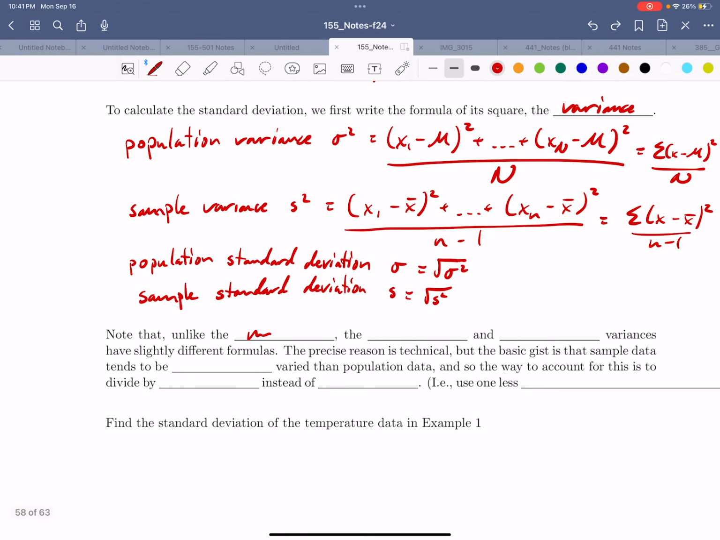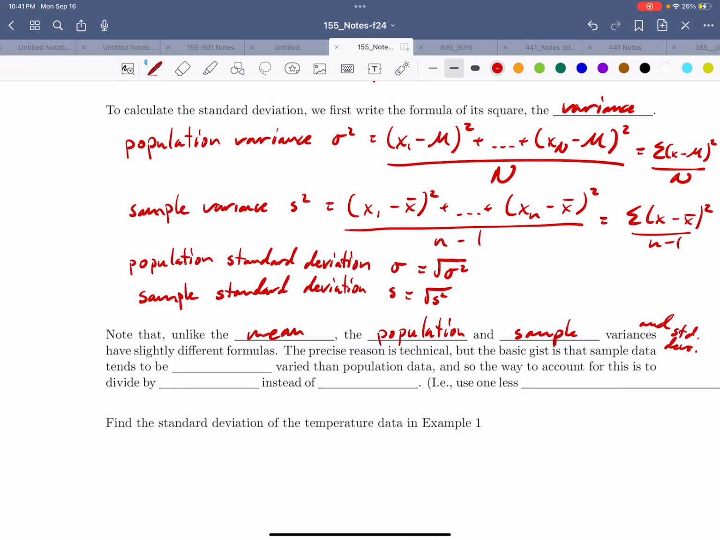Now anyway, why are these formulas different? Well, unlike the mean, the population and sample variances and standard deviations, I should add, have slightly different formulas. The reason is technical.